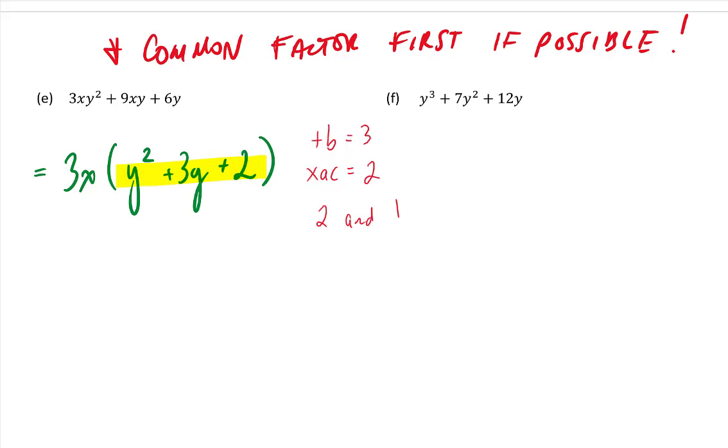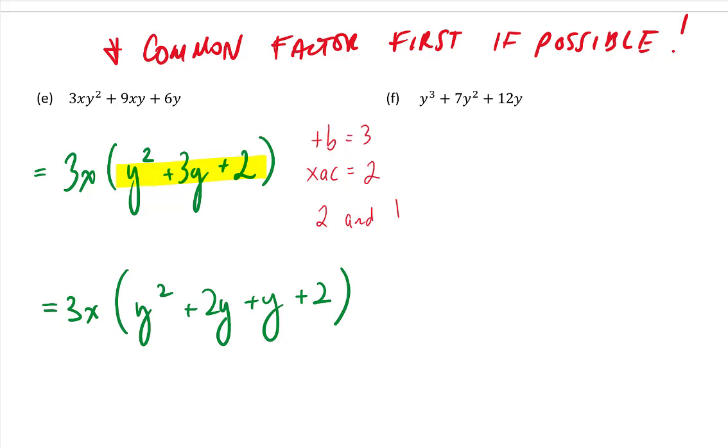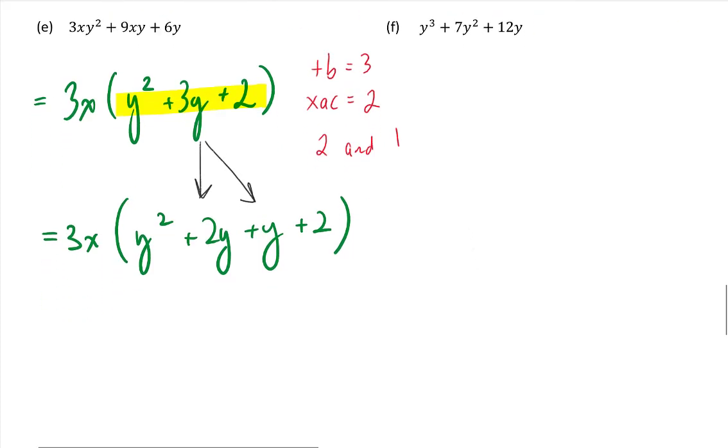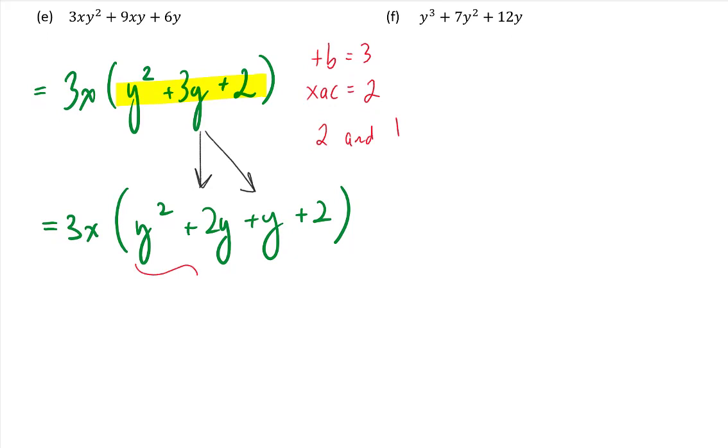So the way we would solve this one is we'll leave our 3x out front, we now have y squared plus 2y plus y plus 2. We split up that 3y into 2y and y, because 2y plus y is equal to 3y. Just going through the same steps, we're going to factor by grouping. So we have 3x times, in the first pair we have a y, and then a y plus 2 as our next factor. We took out a common factor of y.